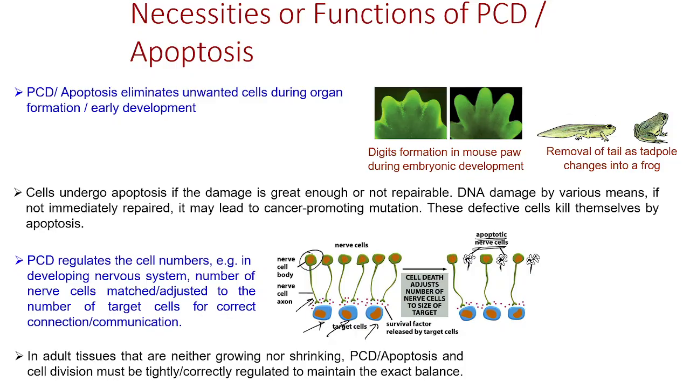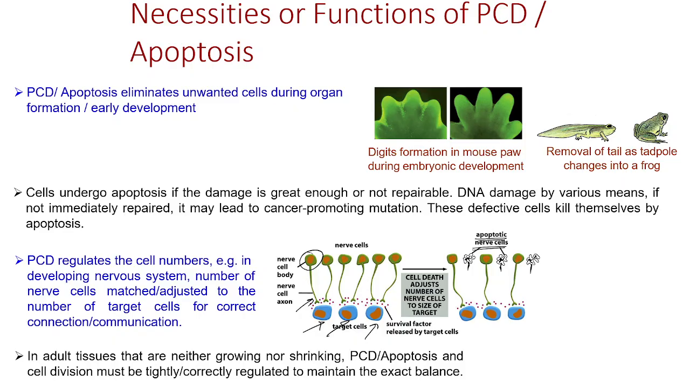It also provides quality control: cells with severe DNA damage that could lead to cancer undergo apoptosis rather than risk malignant transformation. Also, in the development of the nervous system, for matching cell numbers, apoptosis adjusts the number of neurons to match the number of target cells, ensuring proper connectivity.